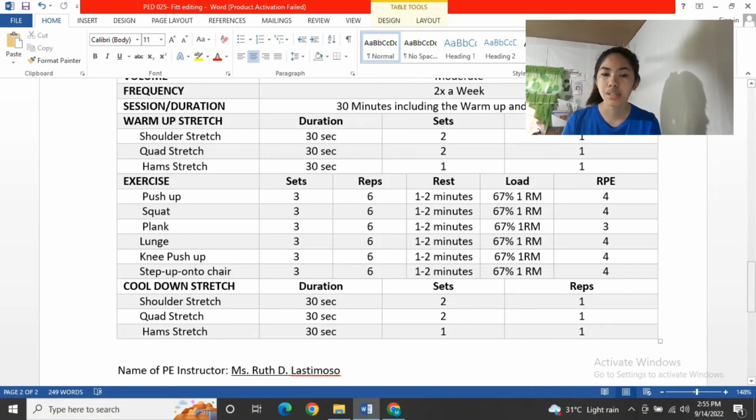So in my cool down, it is the same as my warm-up stretch. It is the shoulder stretch, quad stretch, and the ham stretch. Shoulder stretch, I will do 30 seconds, 2 sets and 1 rep. In the quad stretch, I will do 30 seconds, 2 sets and 1 rep. And in my ham stretch, I will do 30 seconds, 1 set and 1 rep also.